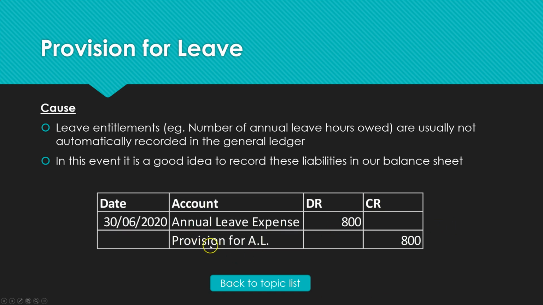So the way to do this is you create your liability with a credit to the provision account. And in this case, we have $800 that we owe at the end of the year. And then we increase annual leave expense as a debit, as the other side. So we've incurred the expense by recognizing that we owe this $800.